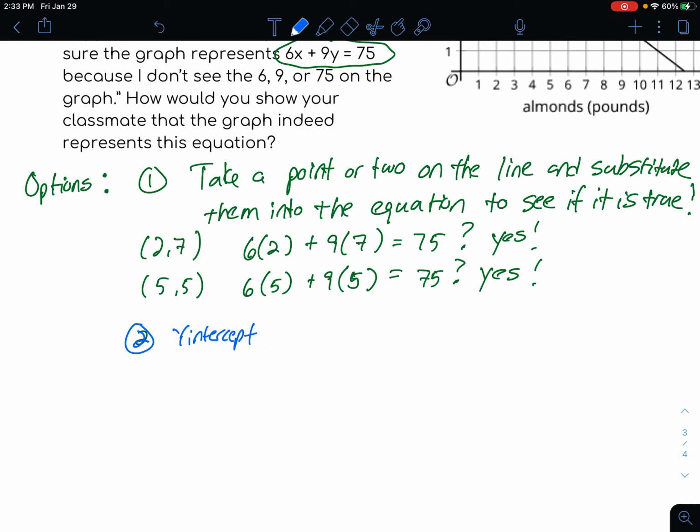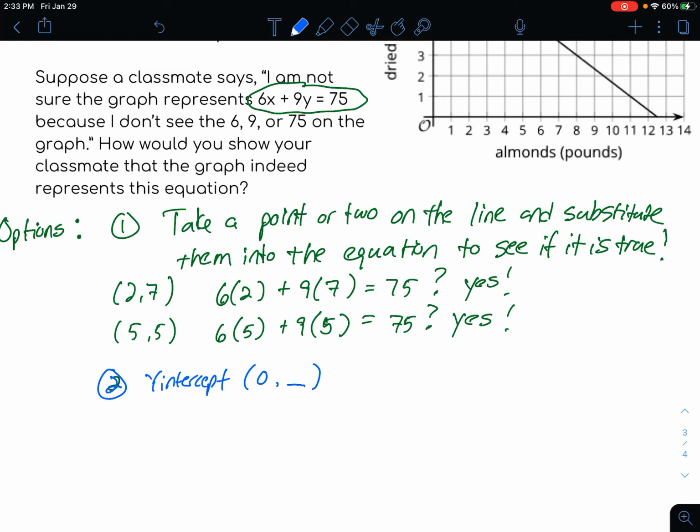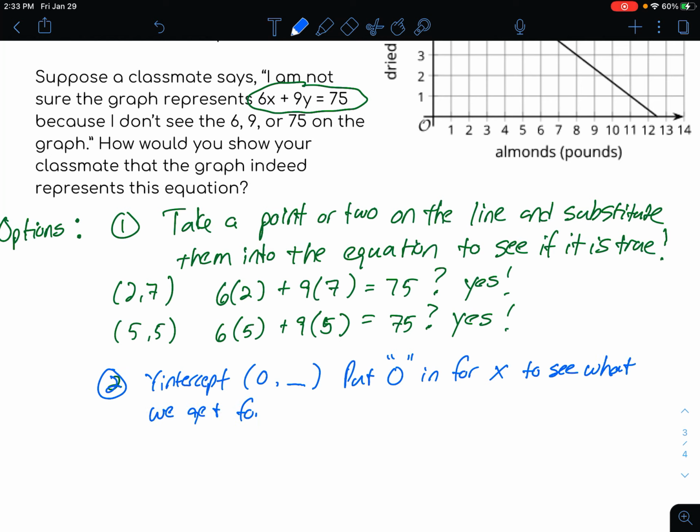How can we figure out a y-intercept? Well, we know a y-intercept has a 0 for its x value. It's always (0, something) because it's on the y-axis. This one looks like it's a little bit above 8, so it's going to be (0, 8 point something). We can see that. So let's put that in the equation and see what we get. Put 0 in for x to see what we get for the y-intercept.